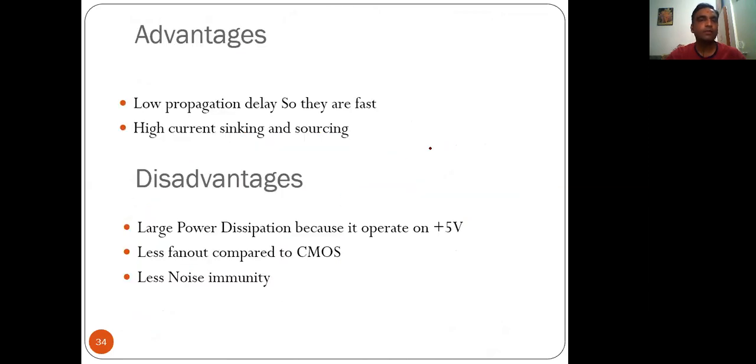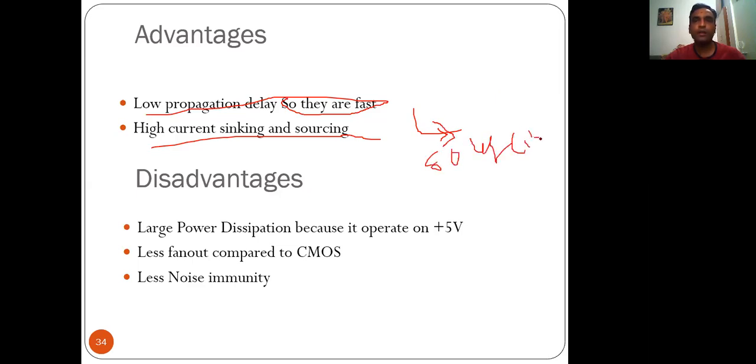So advantages: it has low propagation delay, so they are fast. It has high current sinking and sourcing. What is current sinking and sourcing? The ability to provide current from the logic gate is called sourcing, and the ability to absorb the current is called sinking. So if current is going inside this pin, then it is called current sinking.